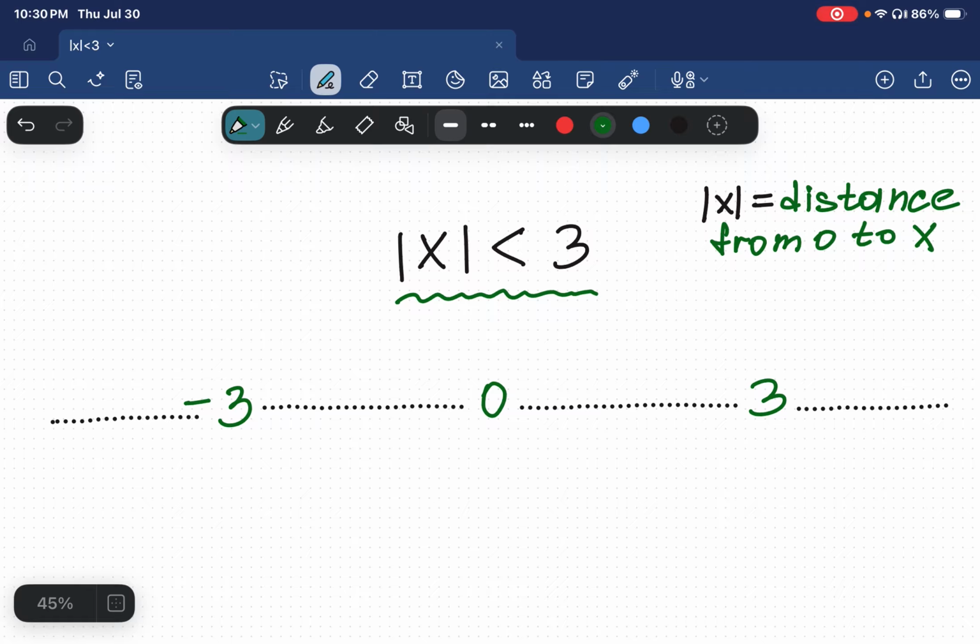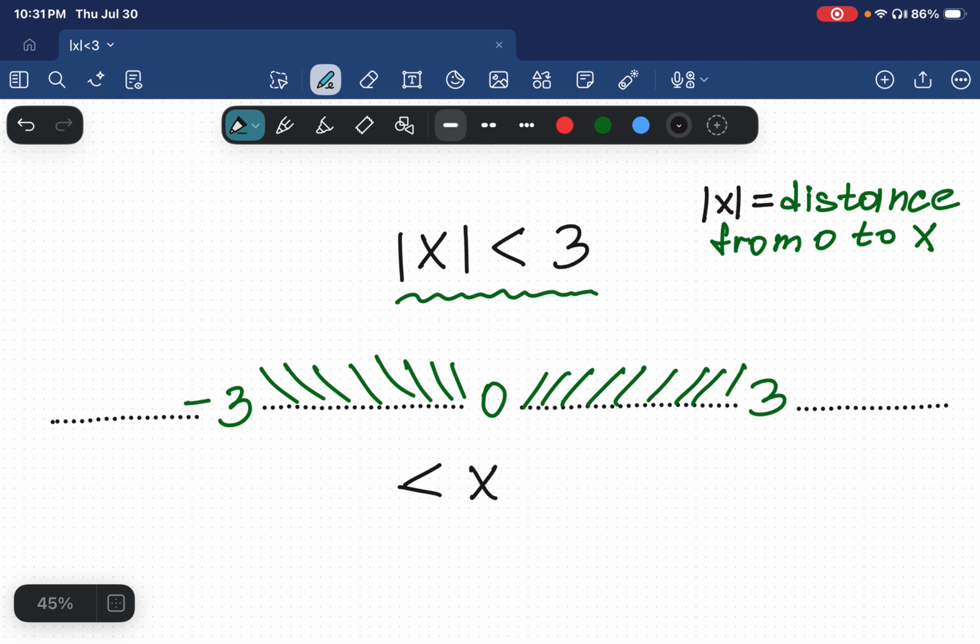Think about it. Well, if we go to the right from 0 to 3, this will definitely be less than 3 units away from 0. But from negative 3 to 0 will also be less than 3 units away from 0. Therefore, our solution is x is more than negative 3, but less than 3. Every point in this interval is less than 3 units away from 0.